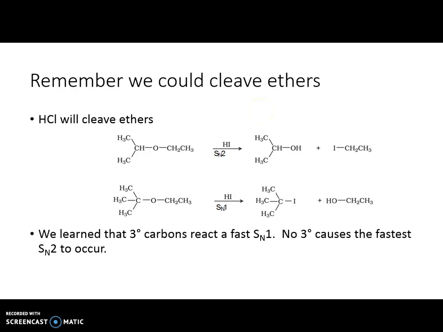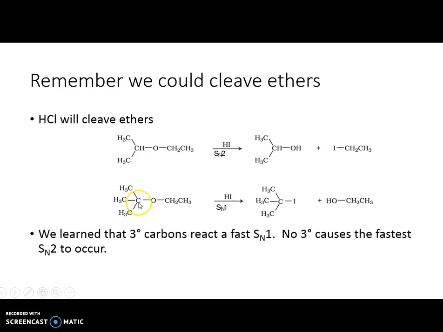Well, let's go back to cleaving ethers. We remember last semester we learned that hydrochloric acid will cleave ethers. It protonates this, and then, because that is not tertiary, it is primary and secondary, the chloride comes and does SN2 on this carbon, because this is less hindered, and then you make the alcohol on the more hindered carbon, and the iodine ends up being on the less hindered carbon. That's if you have no tertiary carbon.